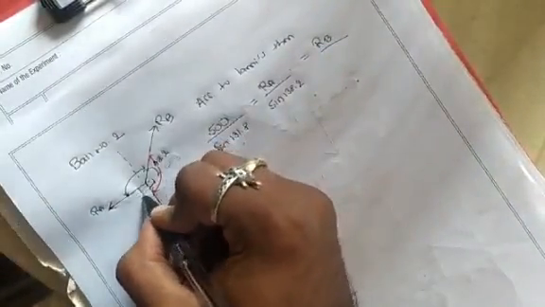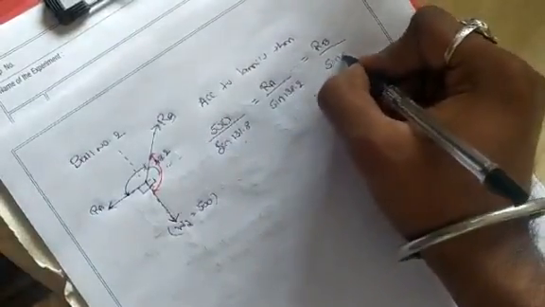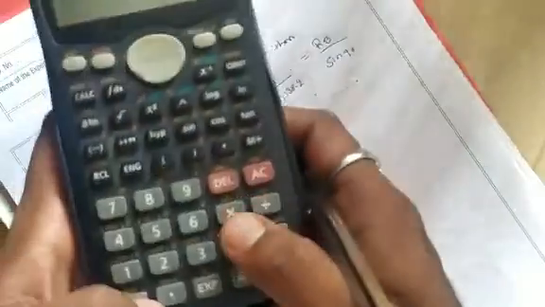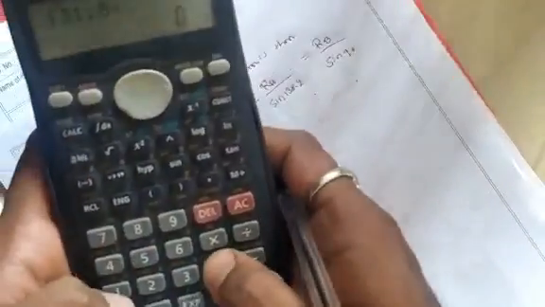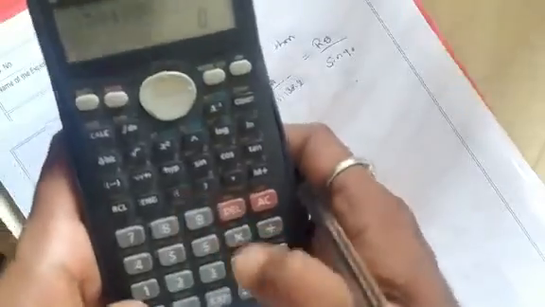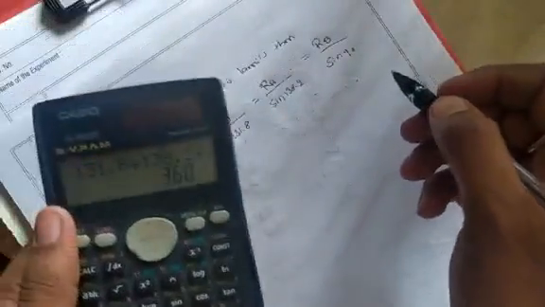So you can clearly see here it is 90. So sine 90. So you can see here 131.8 plus 138.2 plus 90 is 360. So this is correct, right?